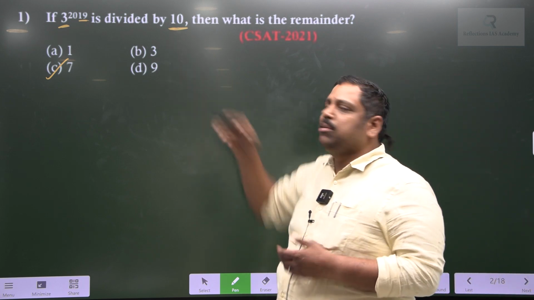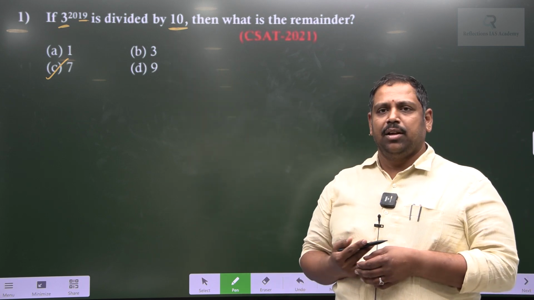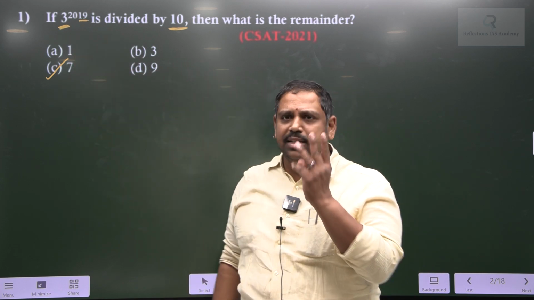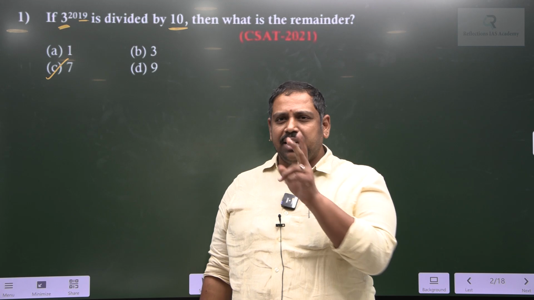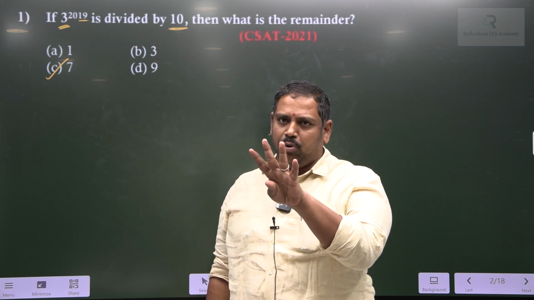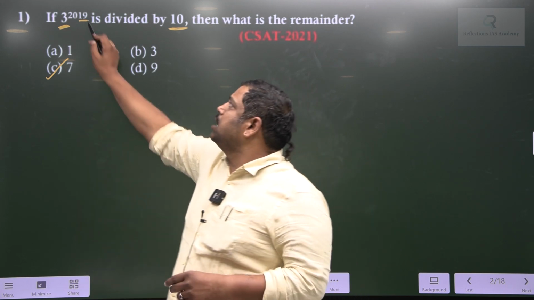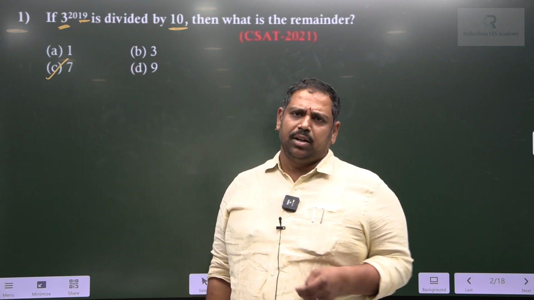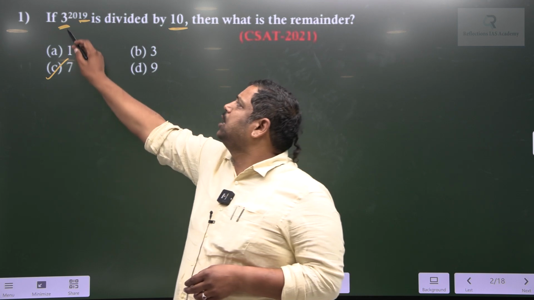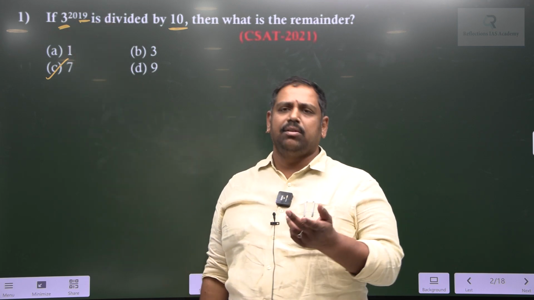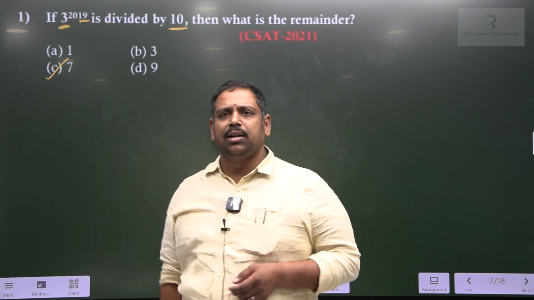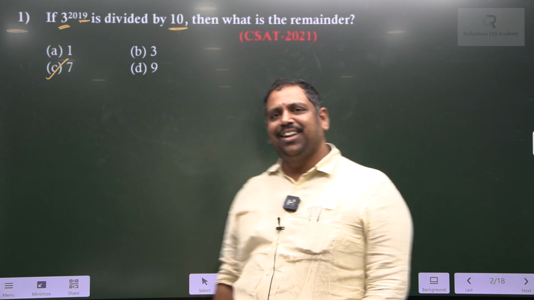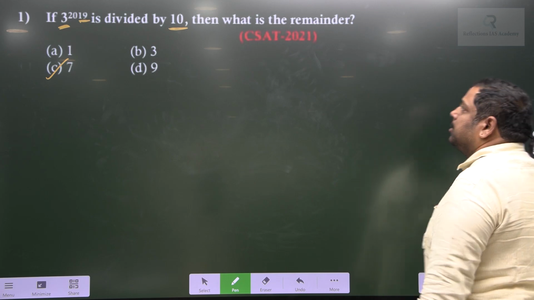Divided by 10, the remainder means the units place. If you want the units place of 3 power something, the periodicity is 4. Divide the last 2 digits of the power by 4 and take the remainder. The last 2 digits are 19. Divided by 4, 4 fours are 16, the remainder is 3. So 3 cube is 27, which means the units place is 7. No need to do it. Okay, let's go for the next one.